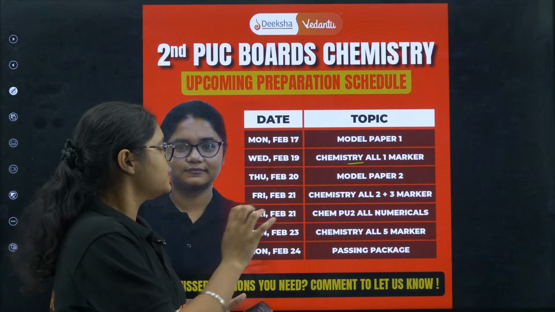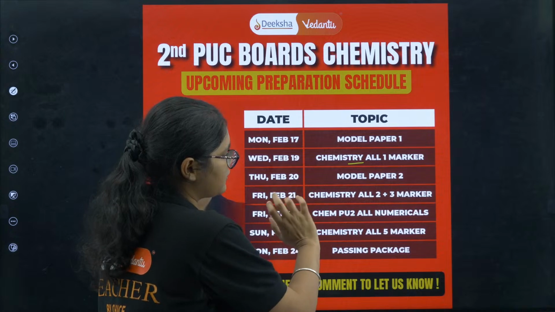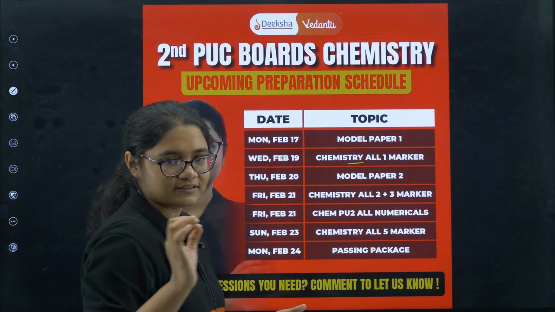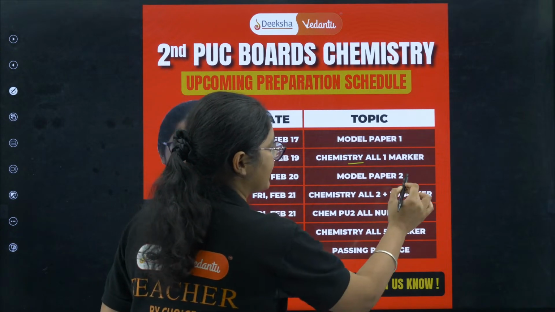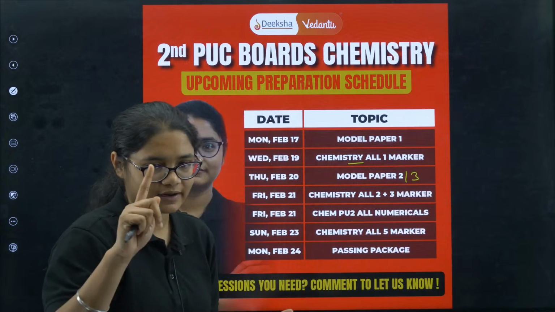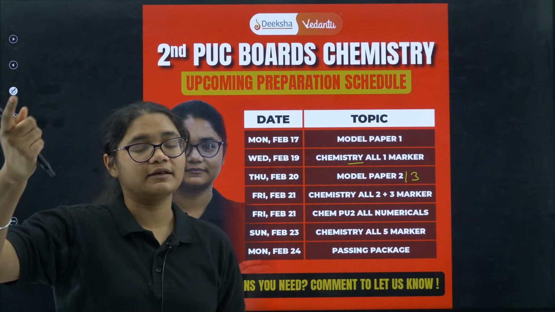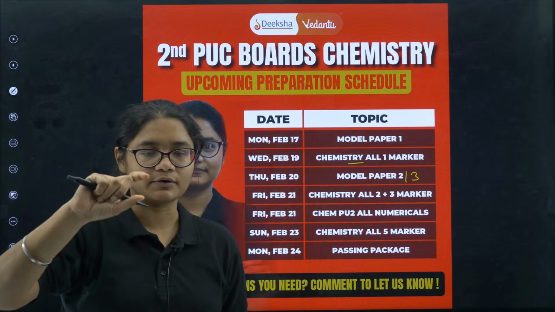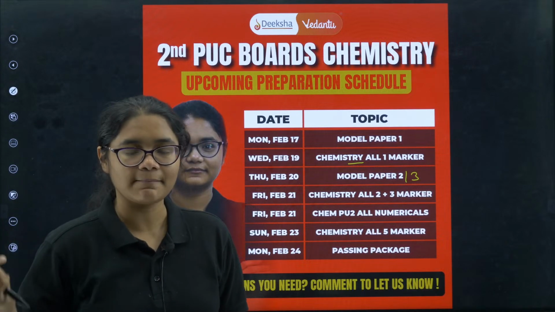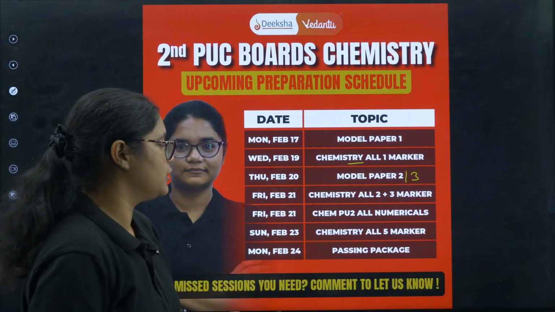Okay, next on Thursday, that is 20th of February, we will be solving the model test paper 2. I want to solve either 2 or 3. I'll solve any one paper, and one paper we will keep for solving during the exam. You remember 4 days are there for the chemistry exam. One paper we will solve at that point of time.